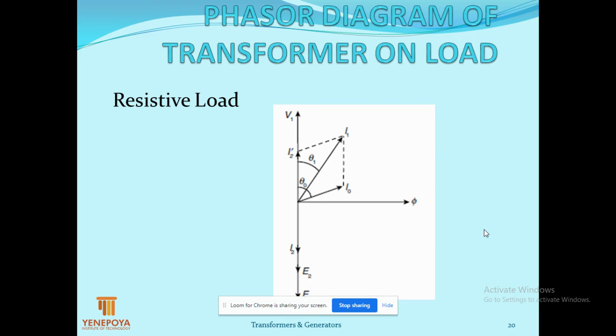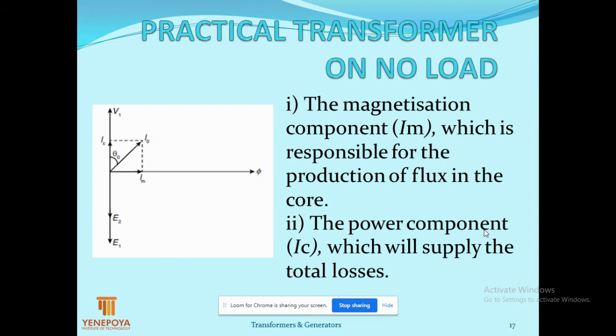Here no load goes like this. This is the first one. You will see the no load: the magnetizing component IM or IMU, which is responsible for the production of flux in the core.